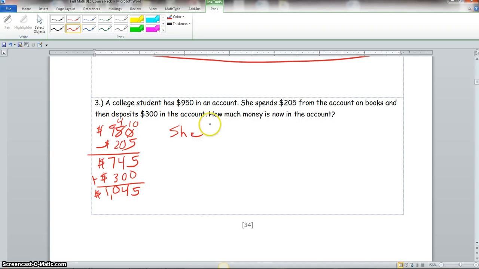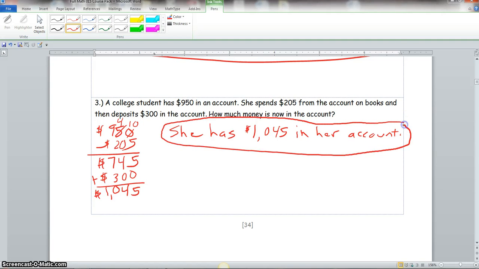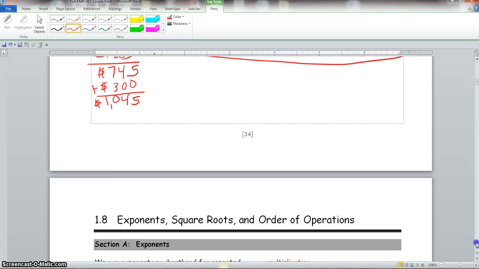It says how much money is now in the account. She has $1,045 in her account. That's it. Now, that is it from section 1.7.